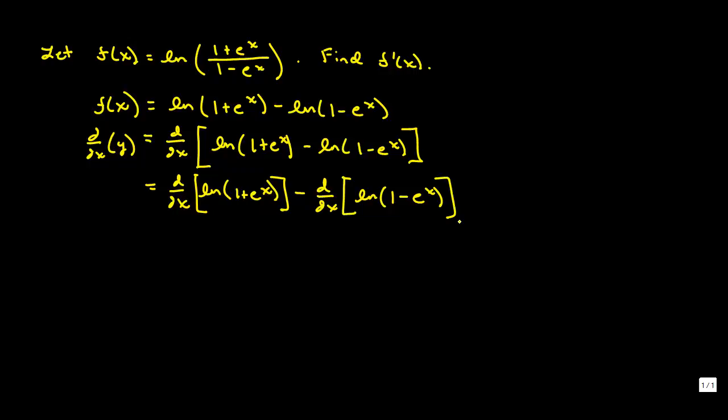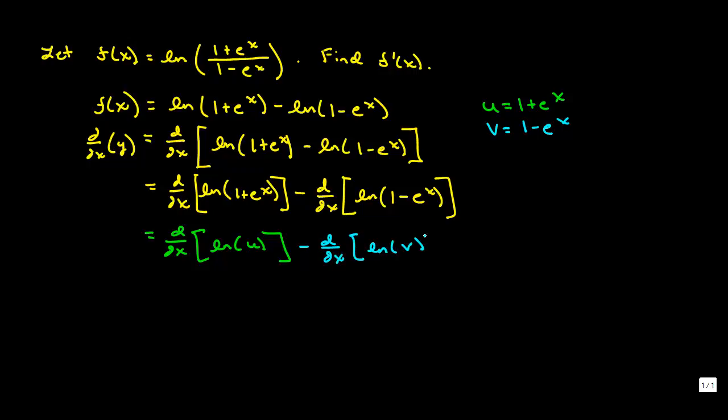Like that. This part right here, I'm going to let the following. Okay, u is equal to 1 plus e to the x. And then let's also let v equal 1 minus e to the x. So here's what I've really got here: d over dx of the natural log of u minus d over dx of the natural log of v.